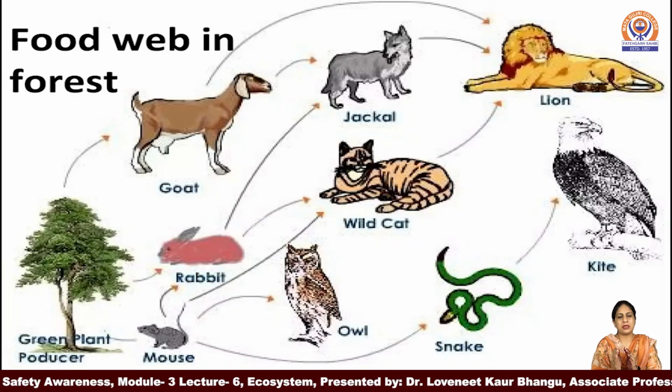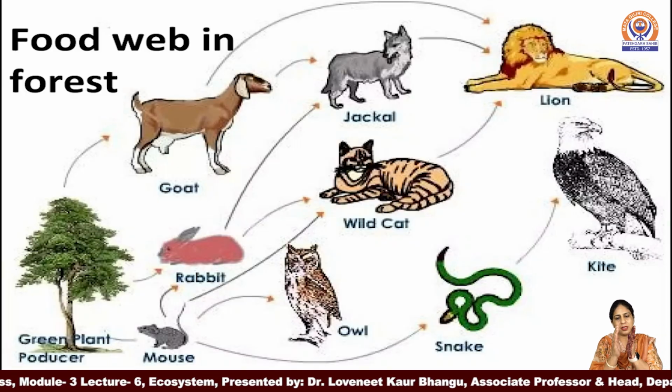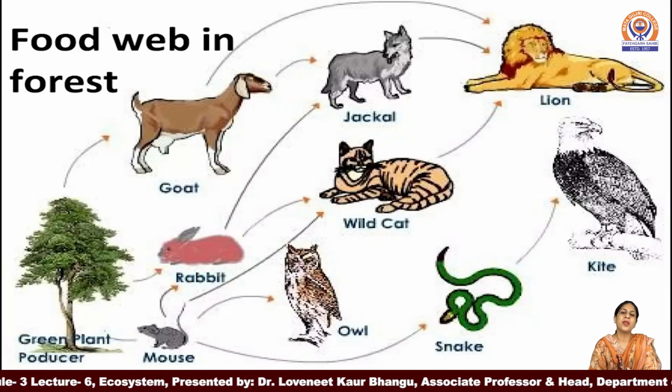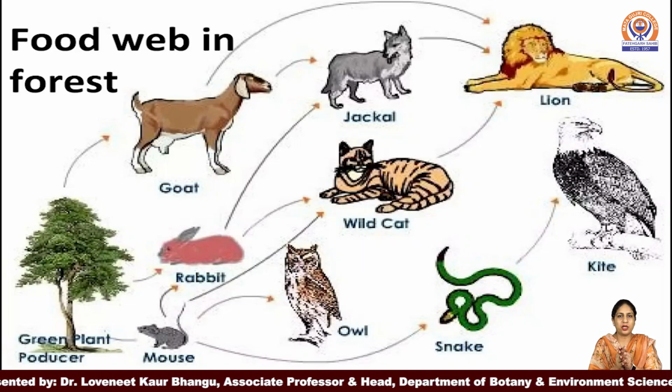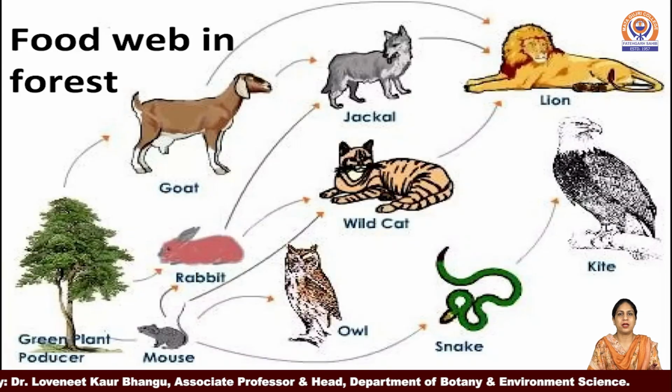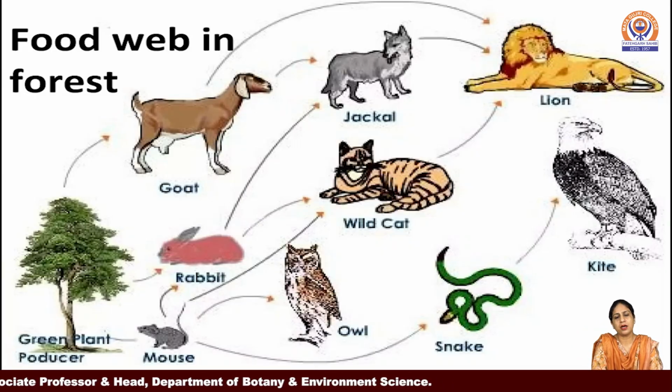Like one organism can feed upon a number of organisms, and in turn, this organism can be fed upon by a number of other organisms. So, in this way, there is always an intermingling of food chains in nature, in practicality. In practical circumstances, never can a food chain stay in isolation. So, as we are seeing the example over here, this is the food web prevailing in a forest.